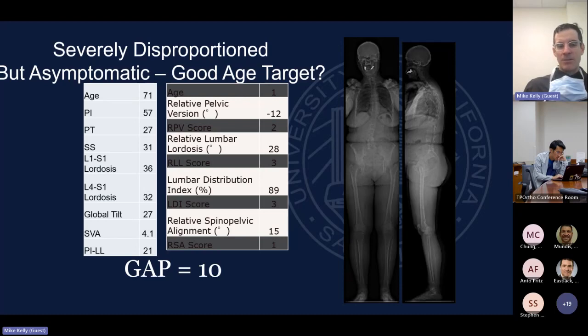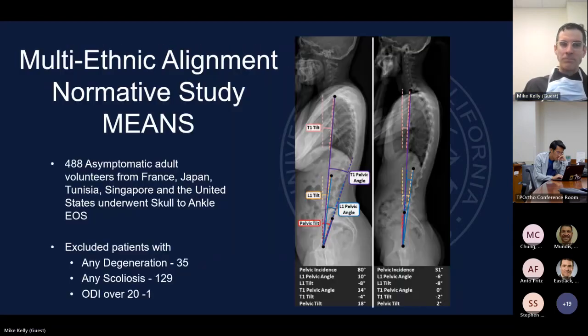This is a 71-year-old whose GAP score is 10, which is very bad, but they nail their age-adjusted sagittal plane alignment targets. Look at that sagittal plane. If you look at the papers, that's on the money. So do you fix them like that and they do well, or do you believe the Europeans and you fix them like that and they do poorly?